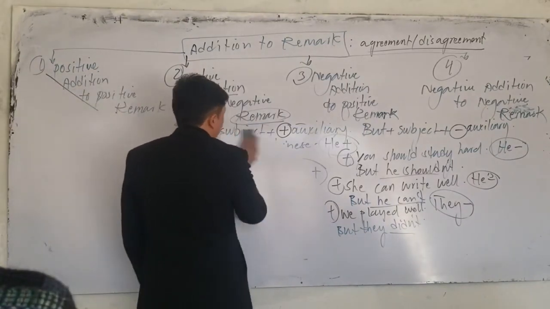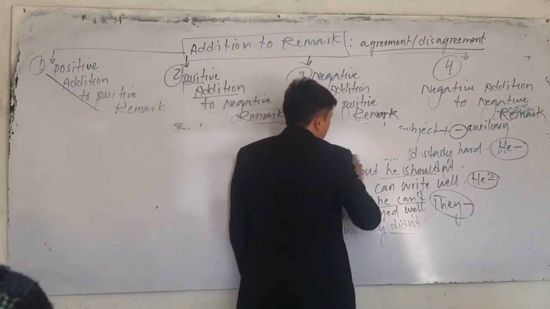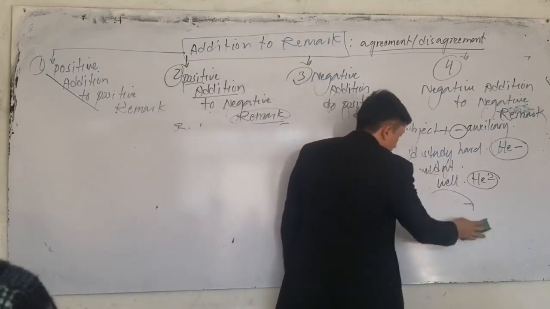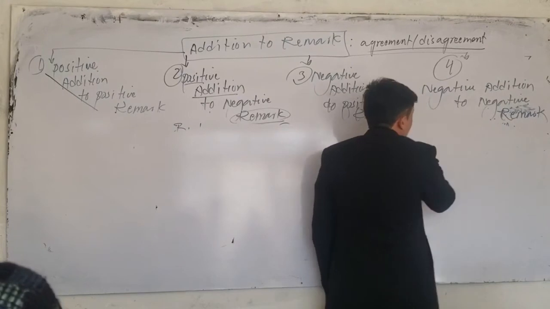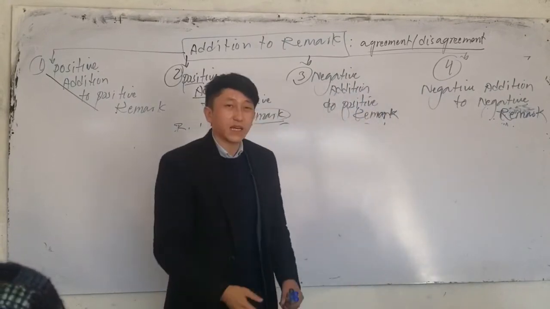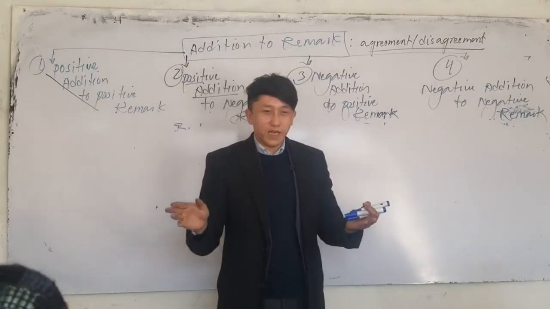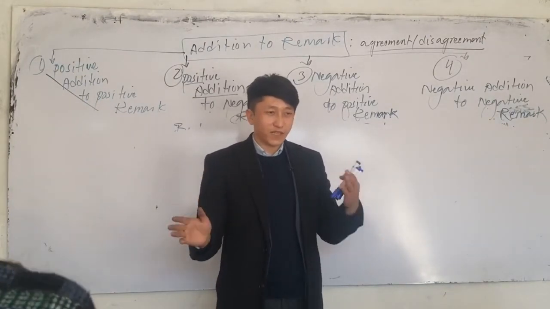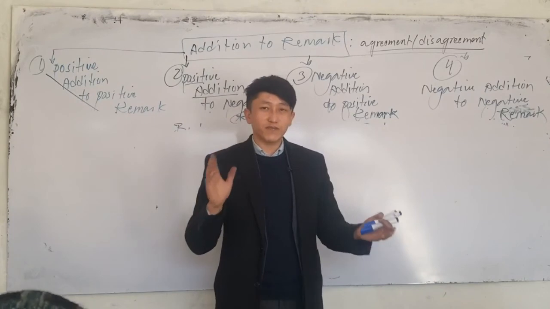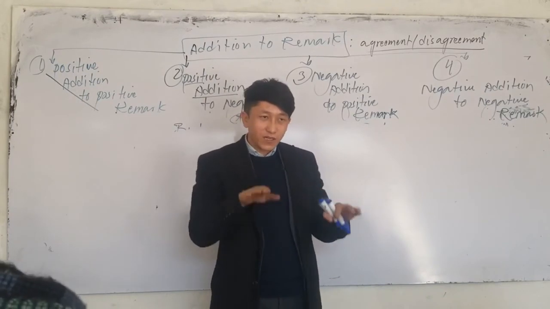What is rule number 4? In rule number 4, we have negative addition to which remark? Negative addition to negative remark. It means, again, you want to say that you are the same. Negative, negative. If we have positive, positive, the same. Negative, negative, the same. If we have negative, positive, positive, negative, they are what? They are not the same.